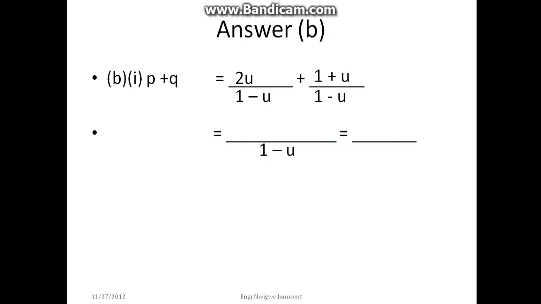Then 1 minus u divided by 1 minus u is 1. 1 times 2u is equal to 2u plus. 1 minus u divided by 1 minus u is 1. 1 times 1 plus u is equal to 1 plus u, which is equal to, we now add 2u plus 1 plus u to give us 3u plus 1 all over 1 minus u.